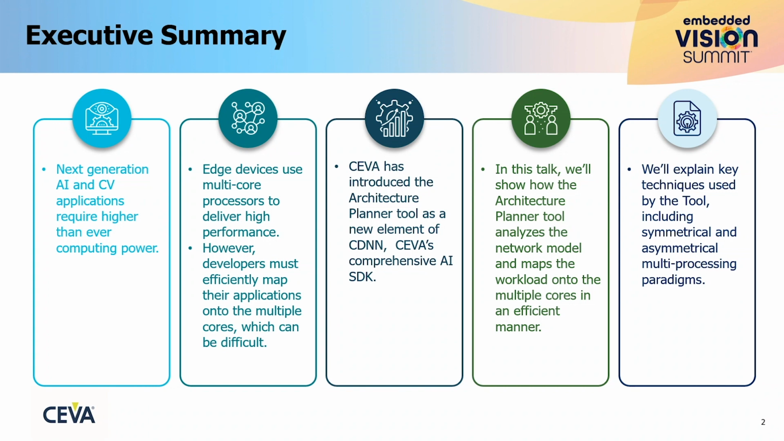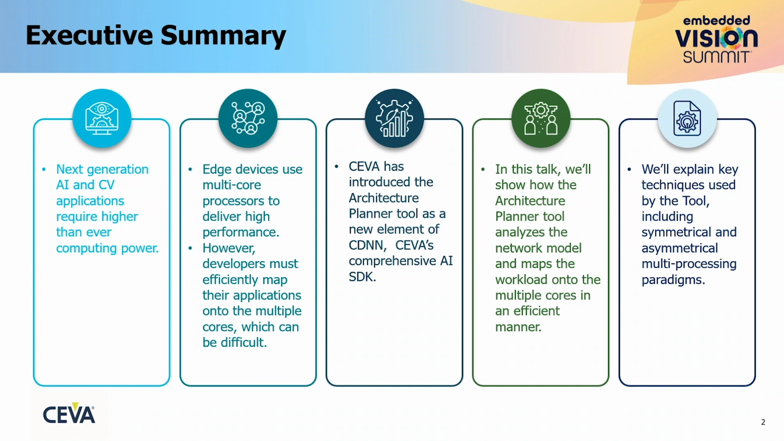One way to scale up and fulfill this need is by implementing a multi-core architecture. In that case, the developers are left with the need to somehow allocate the workload between the different engines or cores, and that could be slightly difficult for them. Therefore, CEVA has introduced a new tool, in addition to the software stack that we currently have, the CDNN. CDNN stands for CEVA Deep Neural Network AI Stack.